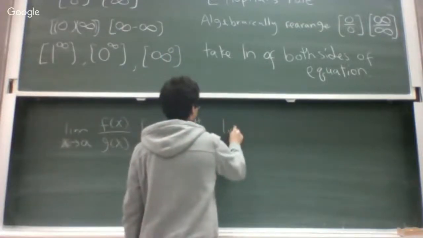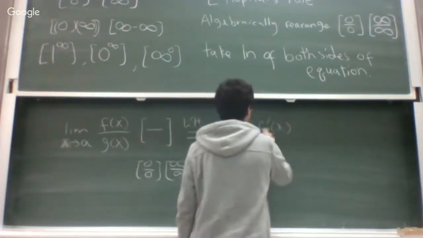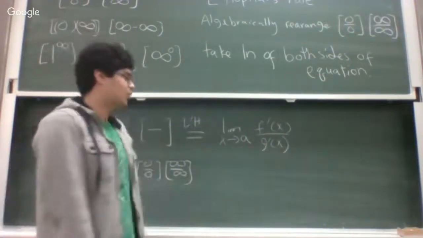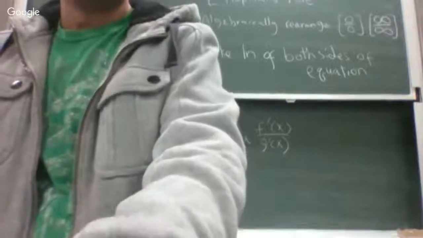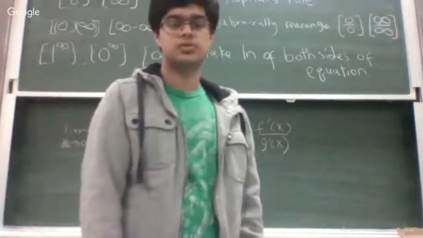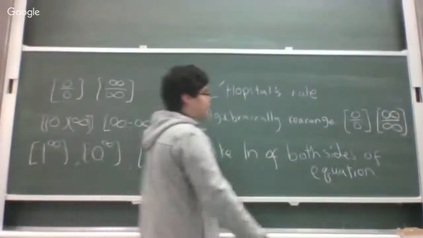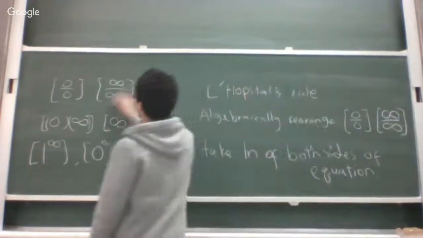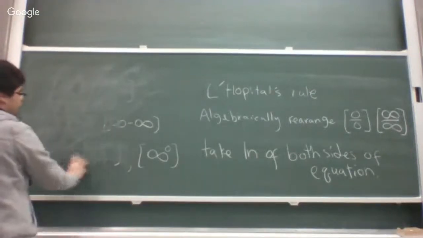Then what you do is you take the derivative of the top over the derivative of the bottom. And then you solve it. And if that doesn't work, you do the L'Hopital's rule again, and you keep going. Sometimes you get the same thing back, so you have to be cautious. Then you try to manipulate it or to solve it without using L'Hopital's rule, and it should work out.